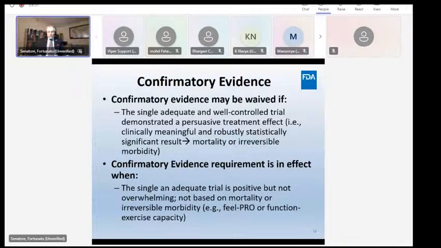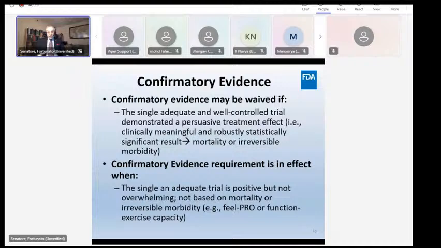Now, confirmatory evidence could be waived if the result of a single trial is so good, so persuasive, so clinically meaningful, like you decrease mortality or you decrease irreversible morbidity, you can waive confirmatory evidence. Now, confirmatory evidence is required if the results are positive but not overwhelming, not based on mortality or irreversible morbidity, such as feel, function, and survive, patient-related outcome, like a patient telling you, I feel good today, or I can exercise better. Those are not the same as mortality and or irreversible morbidity.